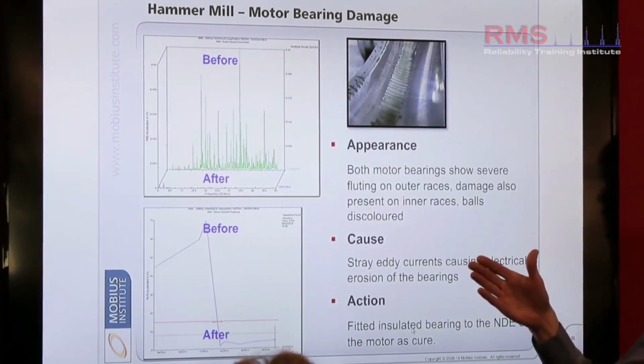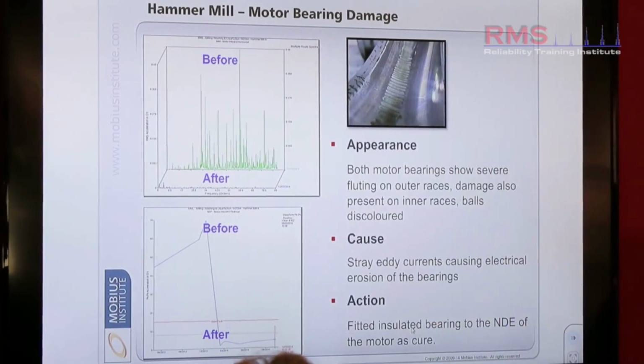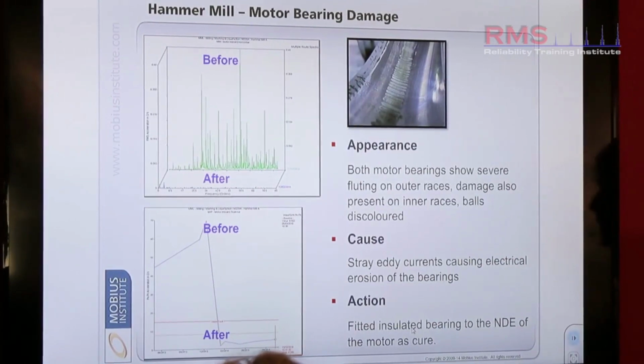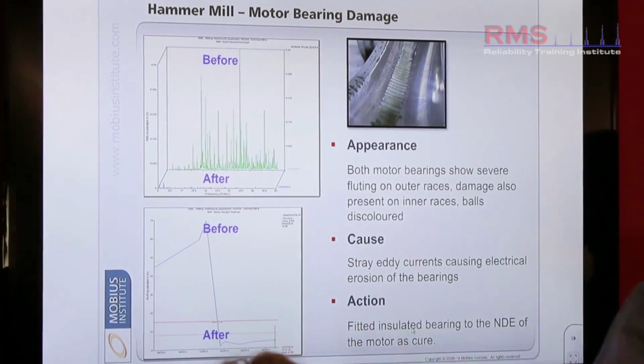What caused it, and what action we're going to take, rather than just say, put a new bearing in. What's caused it? Let's put that to bed, as well as obviously install a new bearing. And I think since that time, after replacement, that's continued to trend quite happily to present day.